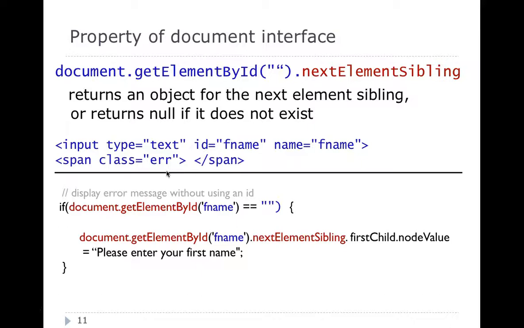So in the code example, we test to see if we can display an error message without using an ID. So if we get the element by ID fname, and if that's equal to empty, what we can do is use document.getElementById fname, next sibling, first child node value equals please enter your first name.